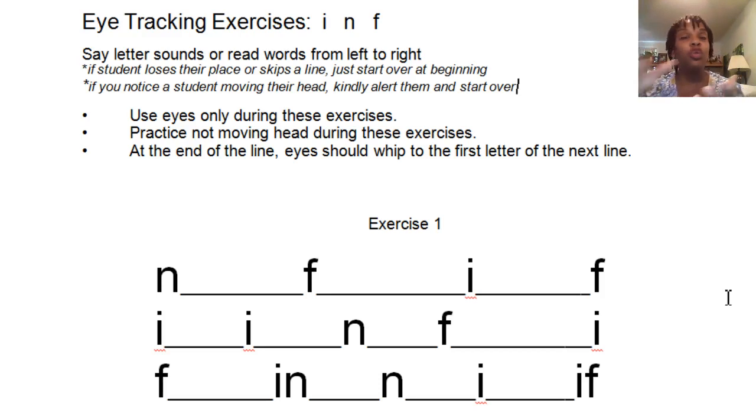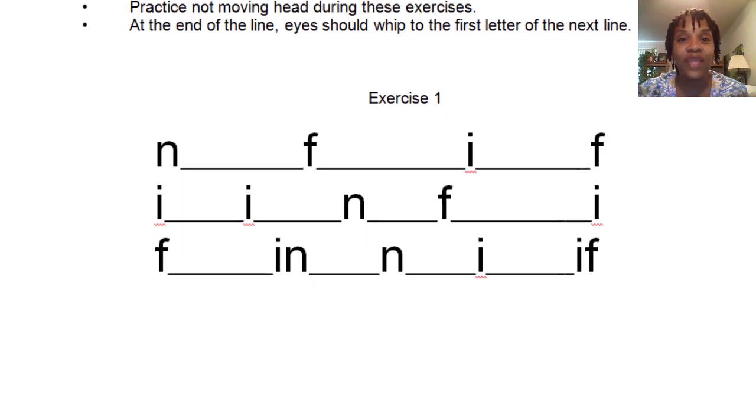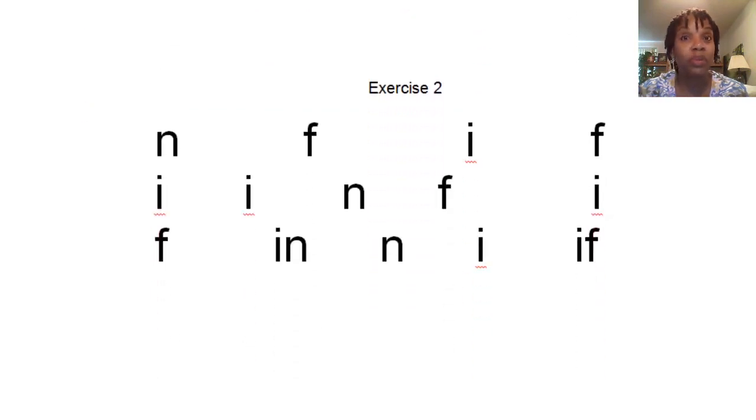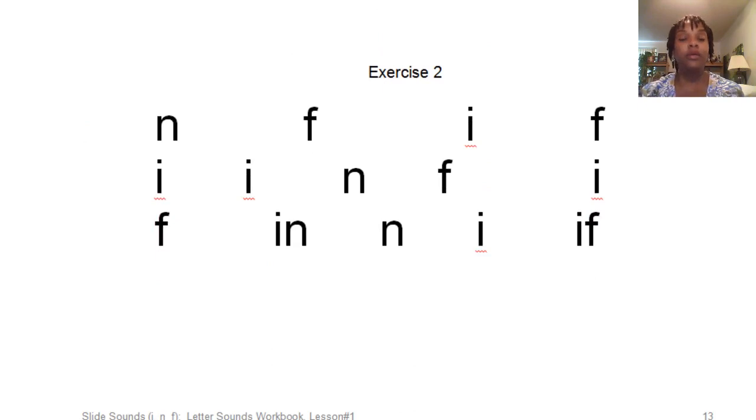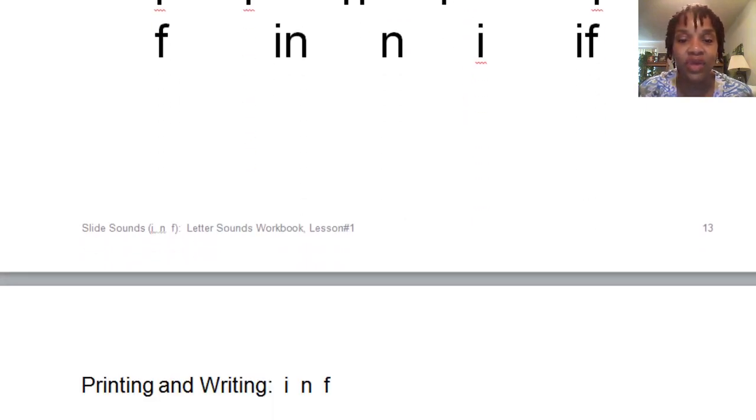All right. So we're going to add another level or another challenge. I'm going to take away the line, the crutch, right? And I'm going to see if you can track with your eyes only and not lose your place. Ready? Go. Mm. Eh. Eh. Eh. Mm. Eh. In. Mm. Eh. If. Good job. All right. So that's our eye tracking left to right exercise.